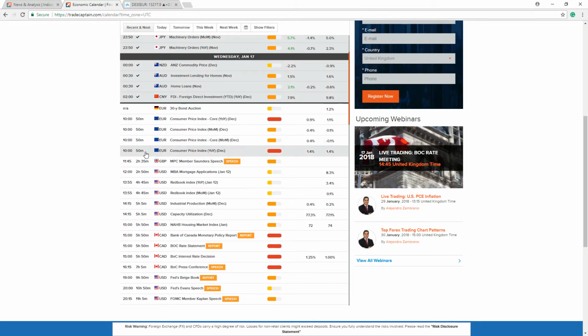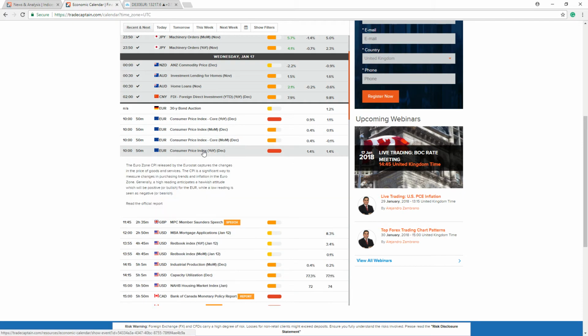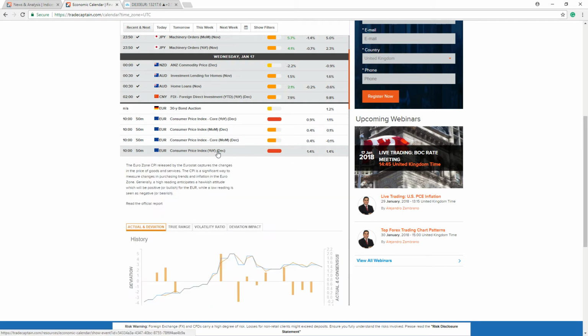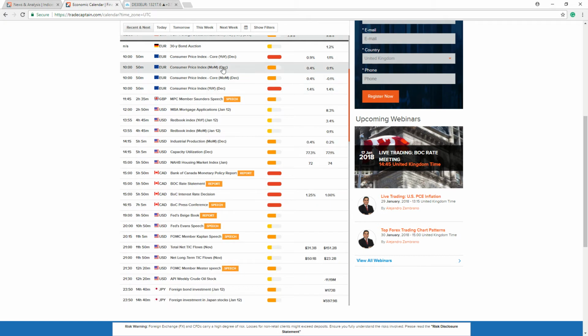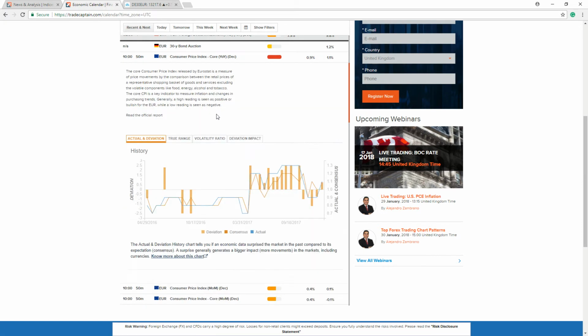For today, in 50 minutes time, we got consumer price index from the Eurozone. That's obviously important. Now this is the number for December. I'm not sure if this is the first or the second estimate. Headline inflation around 1.4%. So there's not really much happening here. I think this must be the second estimate. And core inflation really is what is interesting.